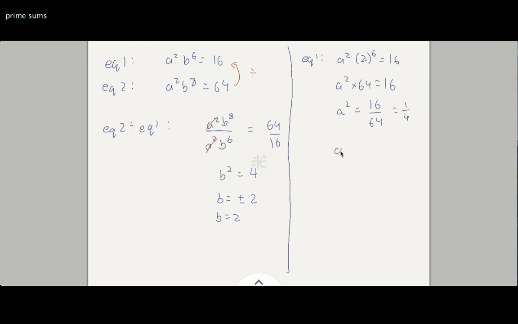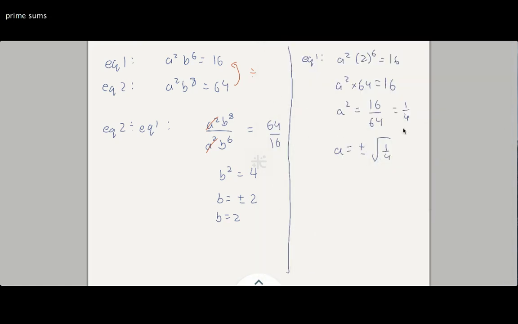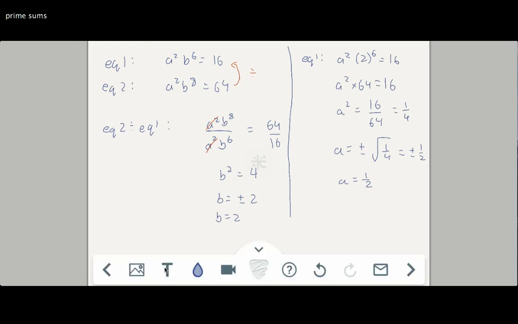So a squared is 1/4. A would be plus or minus the square root of 1/4, and the square root of 1 over 4 is 1 over 2. So a is plus or minus 1 over 2, and a has to be positive as well. Therefore, a is positive 1/2. So there's our answer to question 6, which I'll write down here. a equals positive 1/2, b equals positive 2.